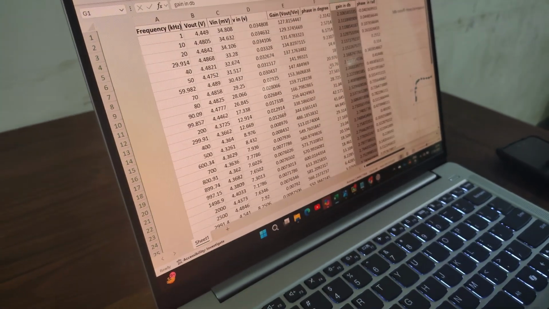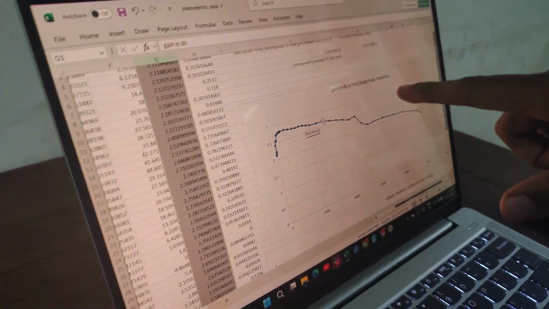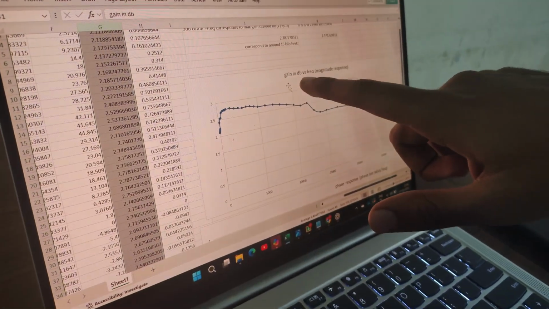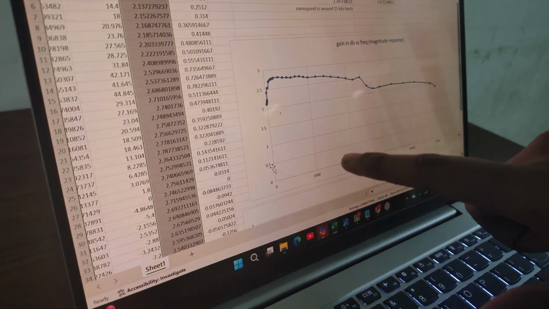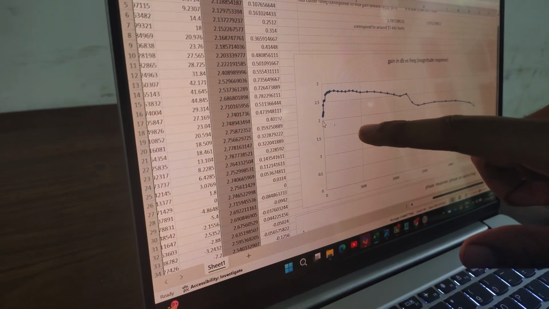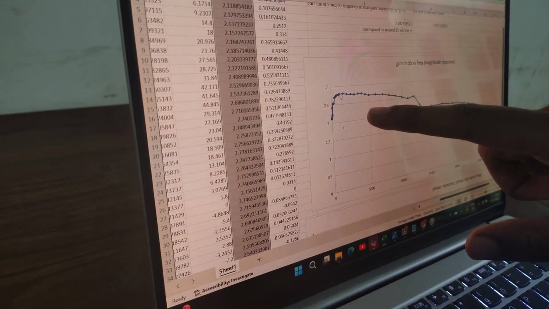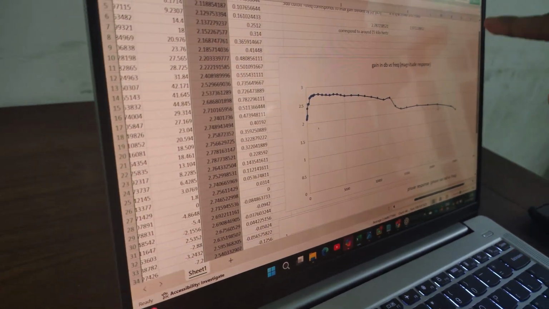Now we have calculated frequencies from 1 kilohertz to 25 megahertz, and based upon those values we have calculated magnitude response. Magnitude response is basically the graph between gain in dB versus frequency. From the graph we can understand that as the frequency increases, the gain gradually increases, reaches the maximum value, and slightly decreases, remains constant, and increases, decreases, and remains constant.